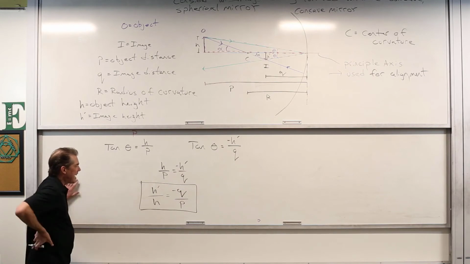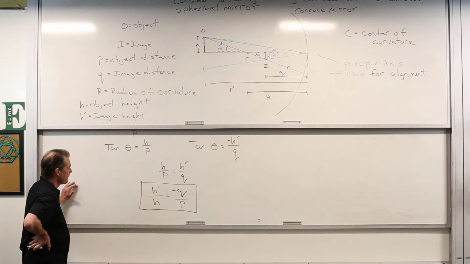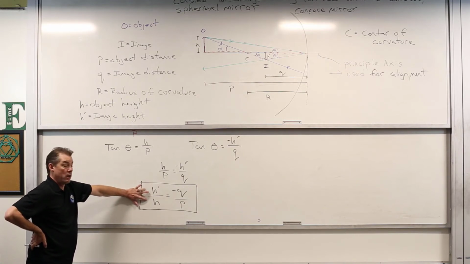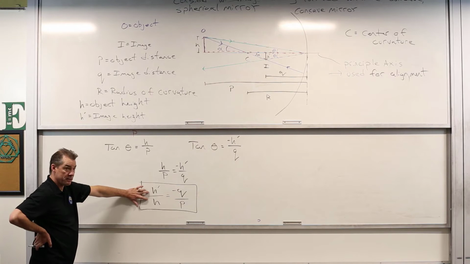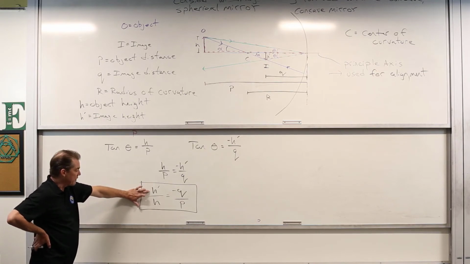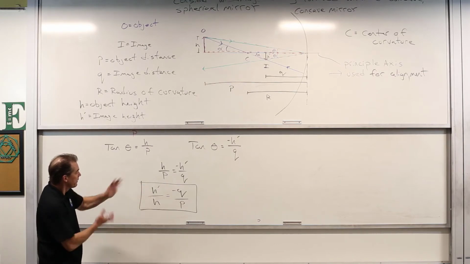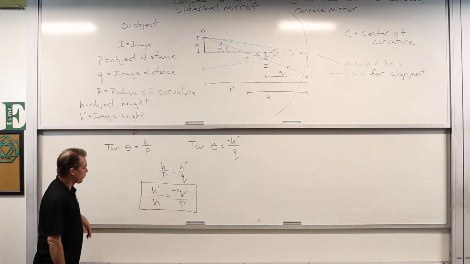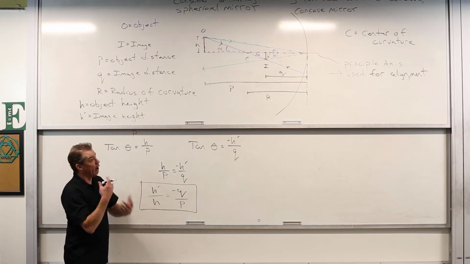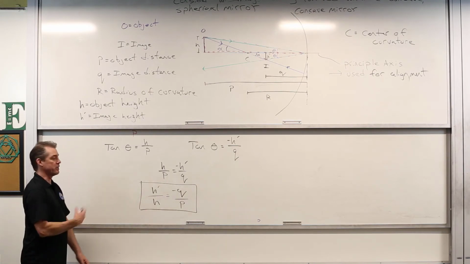H prime over h, does that have any physical significance? This is the image height divided by the object height. Hey, this is something that has some significance. It's the ratio of the two heights. This is known as the lateral magnification. If the image height is exactly the same as the object height, hey, magnification is 1. There is no change in the dimensions. But if h prime is greater than h or less than h, we have an enlargement in size or diminishment in size, respectively.